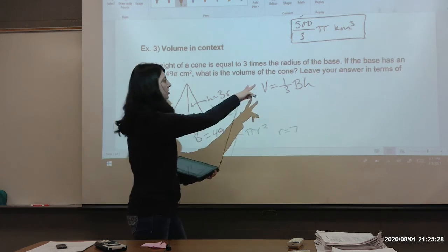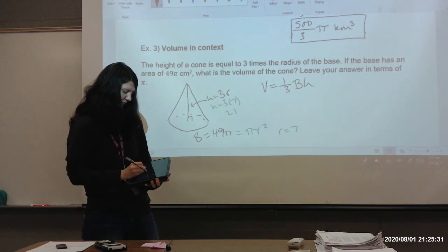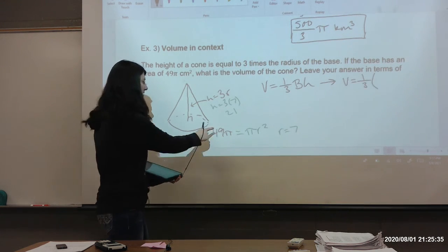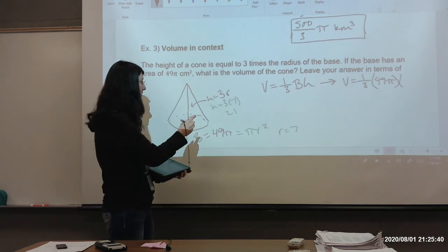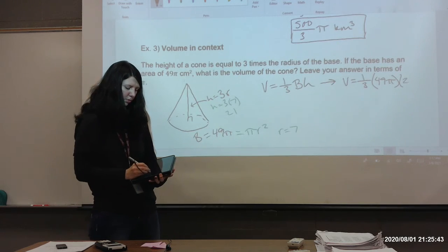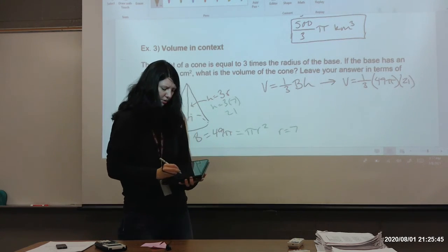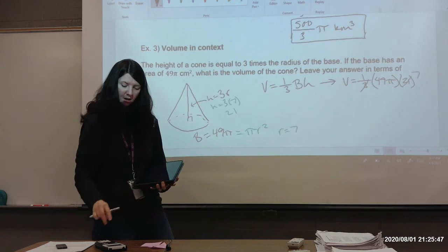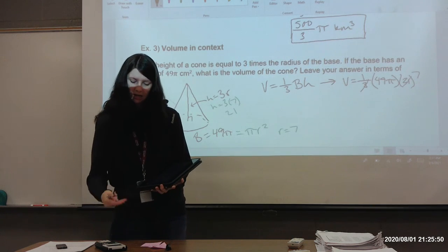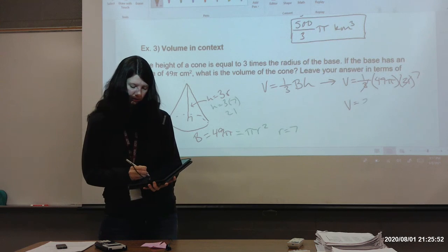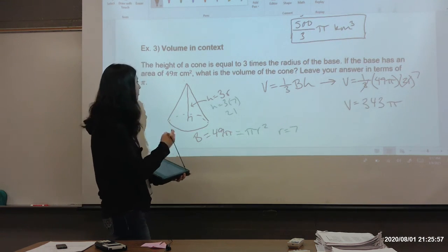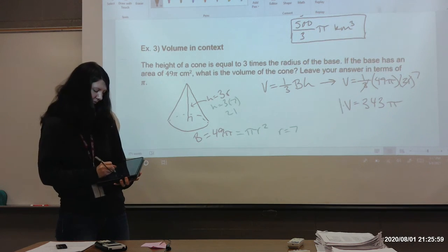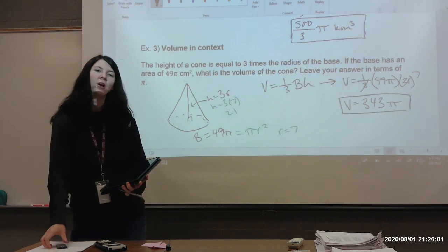So now I can finish finding the volume. I can come over here. Volume is equal to 1/3. Now the area of the base, they've already found for us, 49 pi. And we now know that our height is 21. 21 divided by 3, so that cancels to be 7. 49 times 7 is 343 pi. Leave your answer in terms of pi. I think we are done. And there you go. There's a few problems on volume.